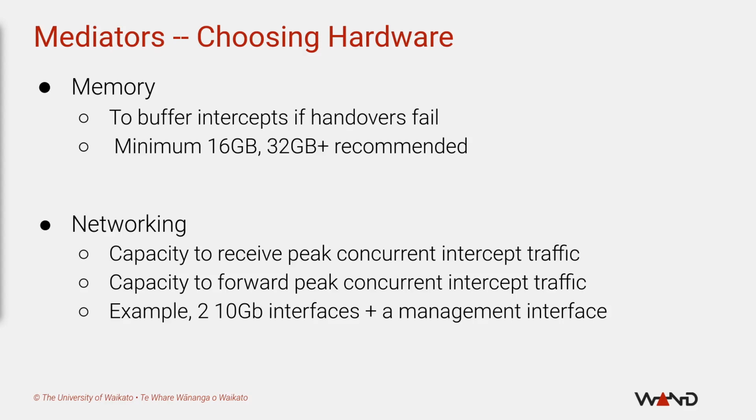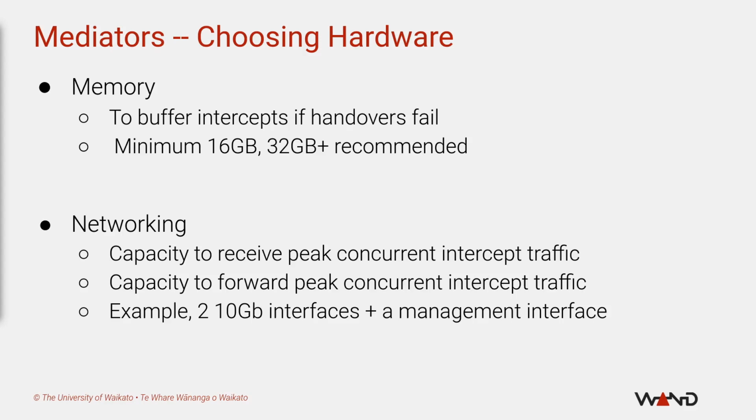In terms of hardware, the biggest concerns for a mediator deployment are the amount of memory and the networking capacity. Unlike the collectors, the mediators do not currently support disk-back buffering, so if a handover fails during an active intercept, then the mediator will be relying solely on memory for buffering until the handover returns. For this reason, I would recommend a minimum of 16 gigabytes of RAM for a mediator, and ideally you want as much as you can reasonably afford.